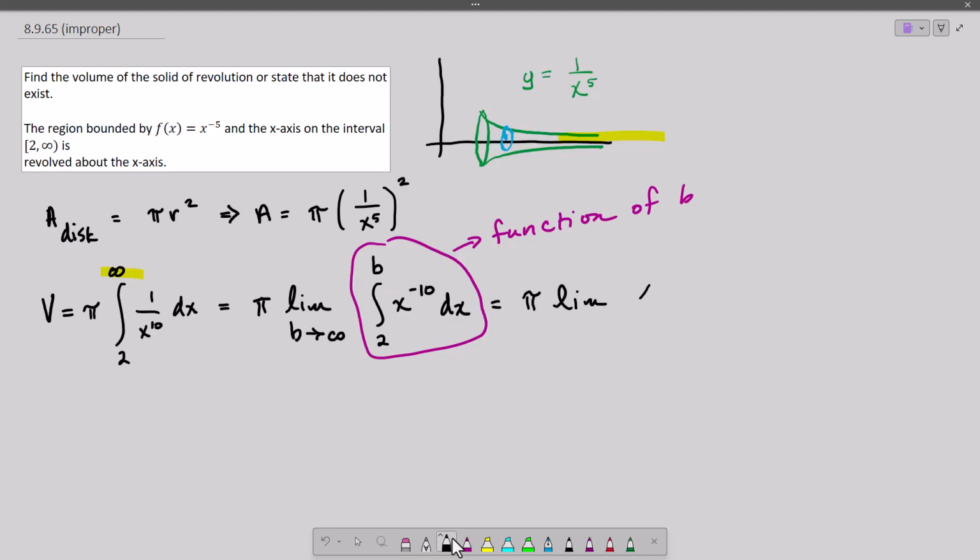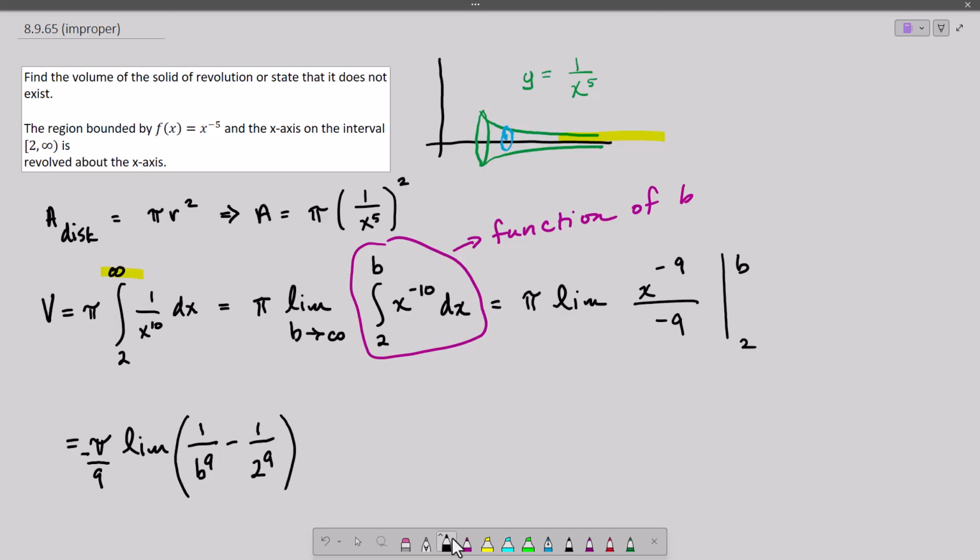We add 1 to the exponent, getting negative 9, divided by the new exponent, from 2 to b. So then we have pi times the limit. And we can factor out that negative 9, so maybe I'll put a negative and an over 9 here. Let's rewrite that, or at least think about it, as 1 over x to the 9. So it's going to be 1 over b to the 9 minus 1 over 2 to the 9. And this limit is as b goes to infinity.